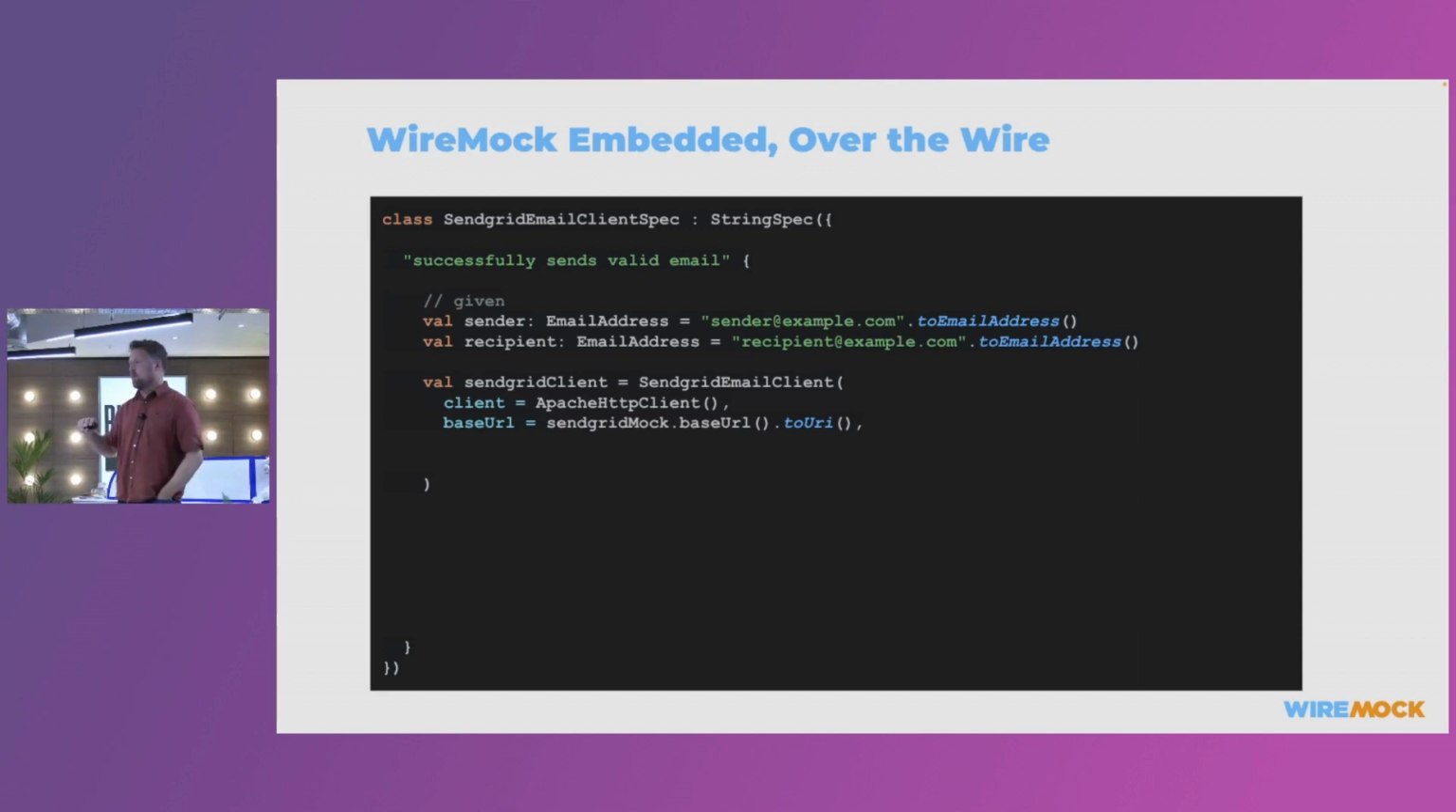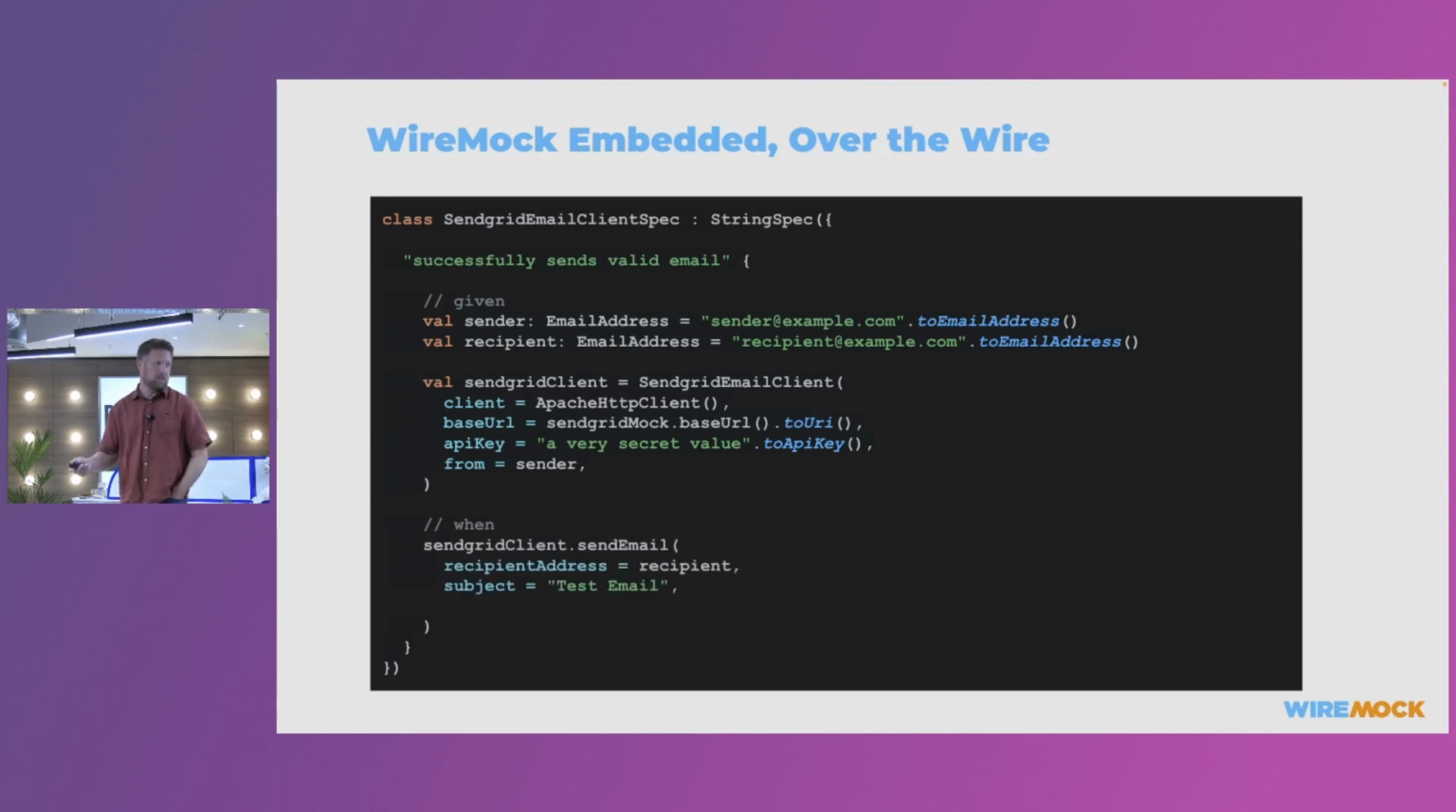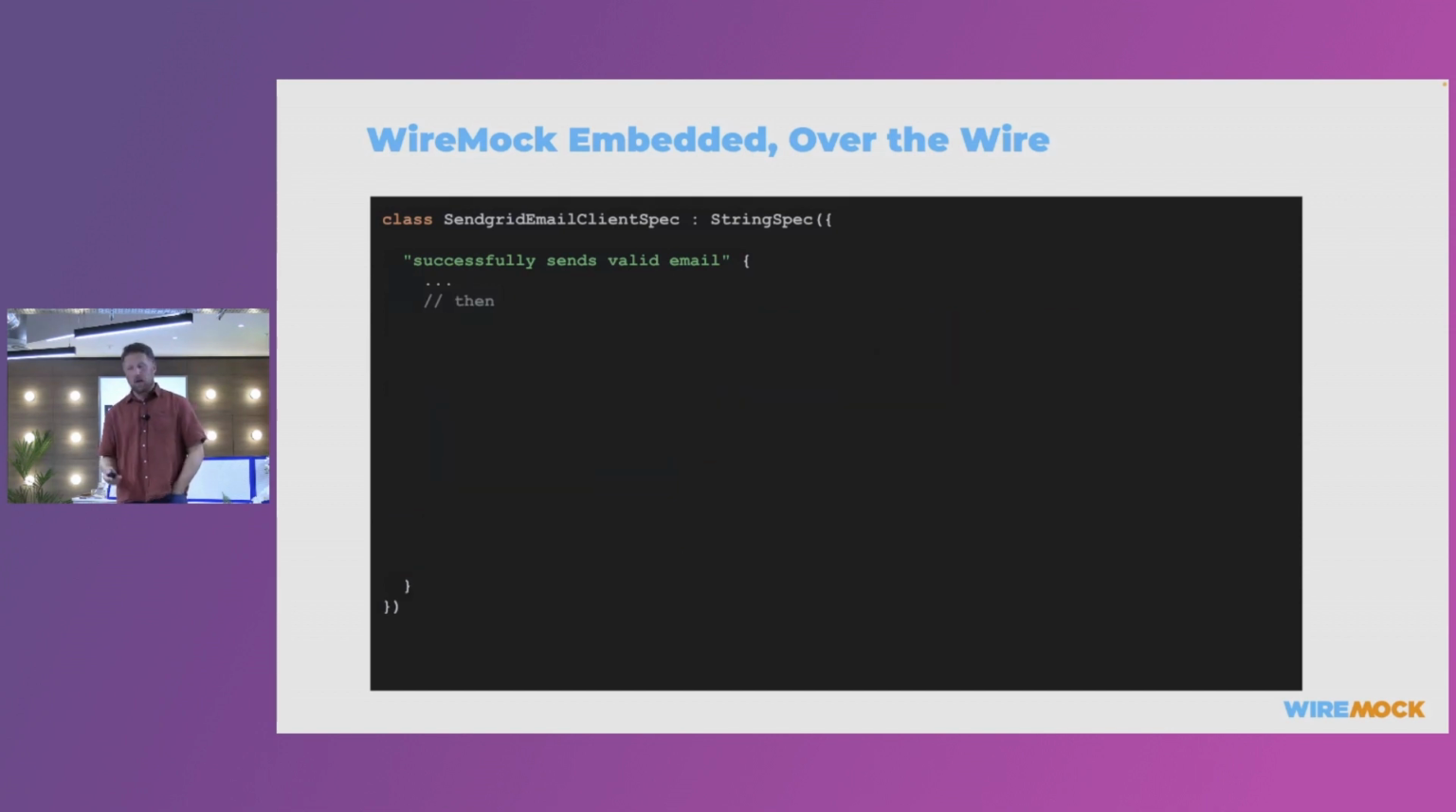So the moment the SendGrid mock starts up, it picks up that dynamic port, and then it makes the whole thing, so you don't have to stick together the URL. You can just pull it out. We'll give a made-up API key, and we'll say who the sender is. Okay, so now we're going to actually make a call, so we'll call send email with the recipient, subject, and body.